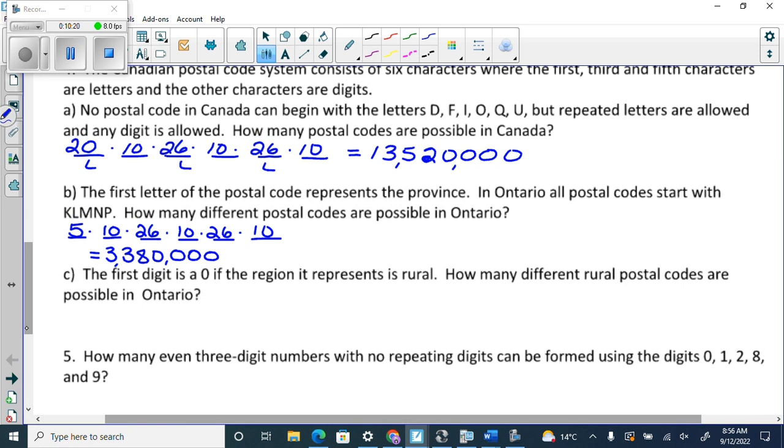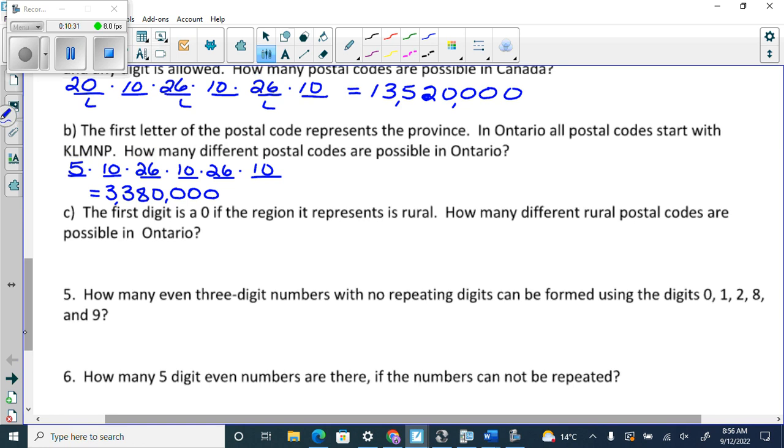Okay, after that nap, I now see that it's a digit and that it's a 0, and I didn't spell it. This makes the sentence structure incorrect. I'm just an idiot. It's fine. The first digit is a 0 if the region is represented as rural. I learned so much stuff when I found this question. I was like, this is so interesting.